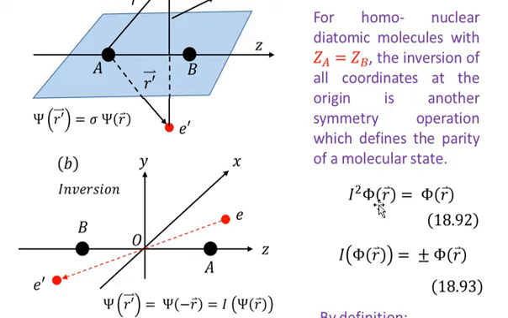So I squared will operate on phi of r. That is, I am operating on the original wave function. Either you call it psi wave function or phi wave function. In the diagrams, I have used psi, whereas in the text, I have used phi. Both are equivalent because they explain the same thing. This is the original wave function of the molecule, which is being operated on twice by the inversion operator I. When you operate on the wave function twice by the inversion operator, it will trace back the wave function to its original form. So on the right hand side, I have the original wave function phi of r.